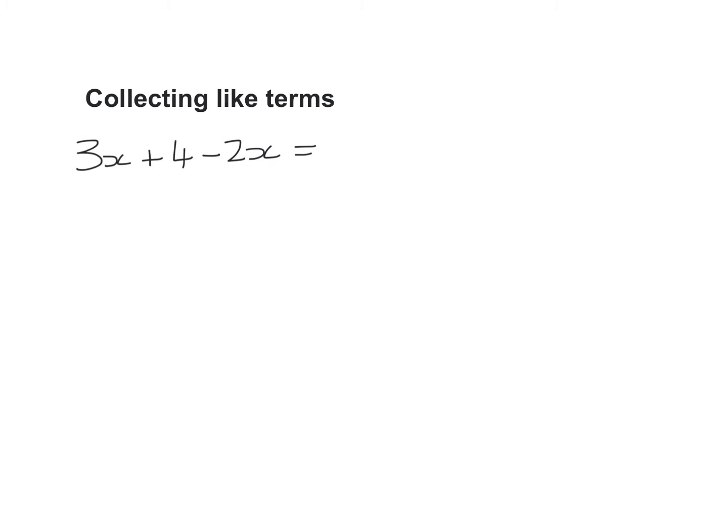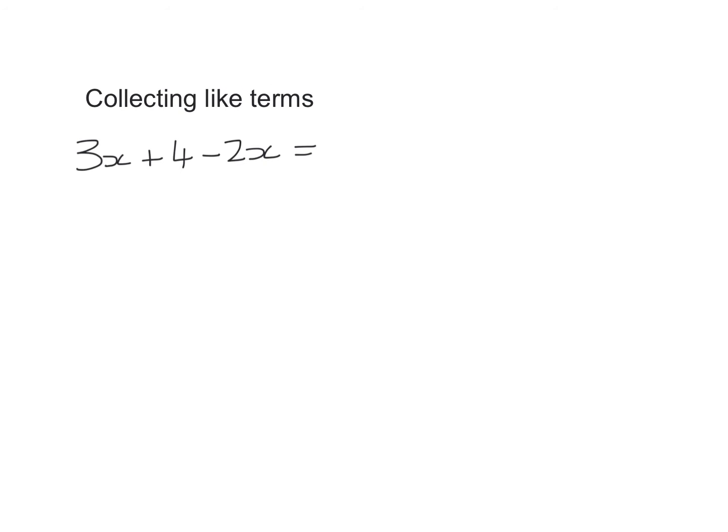Now let's look at collecting like terms. In this expression over here, we've got 3x plus 4 take away 2x. We've got that as a like term because that's an x, and we've got this as a like term as an x. So we need to simplify those two and then simplify what's left over. Put the video on pause and give it a go.